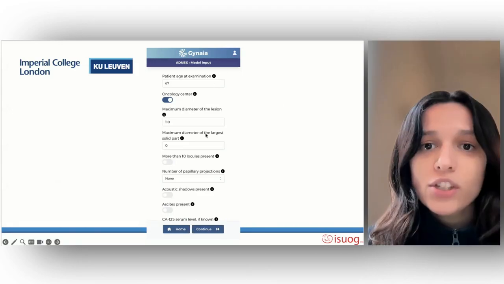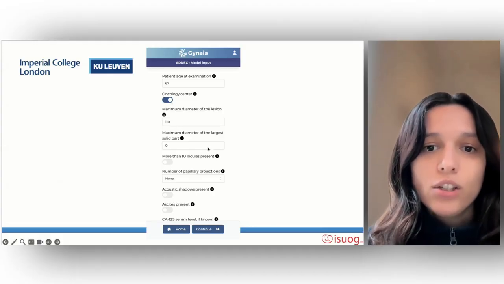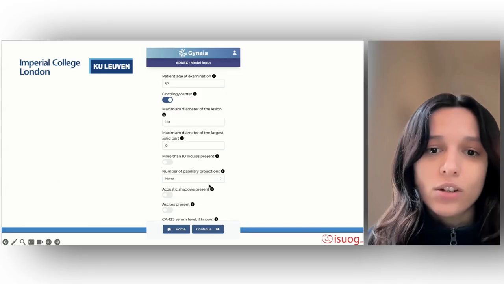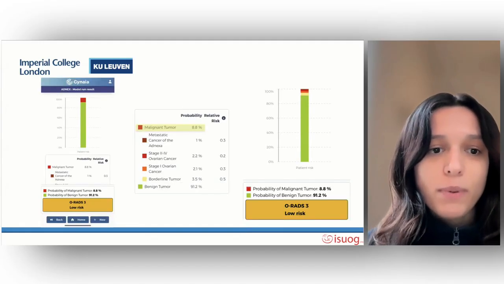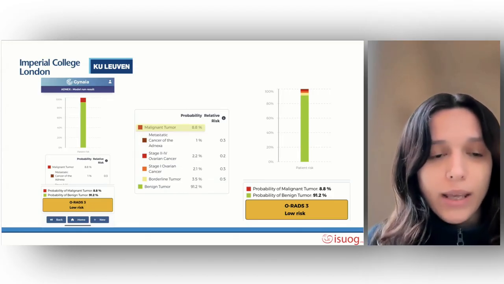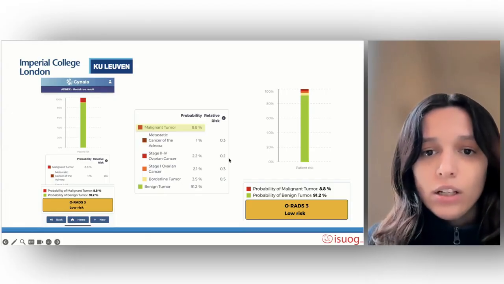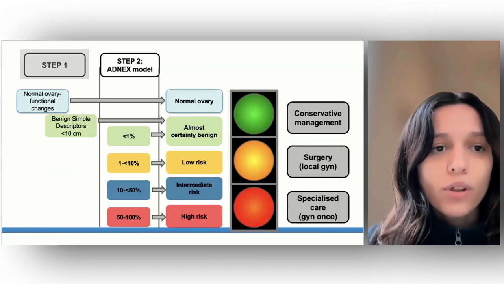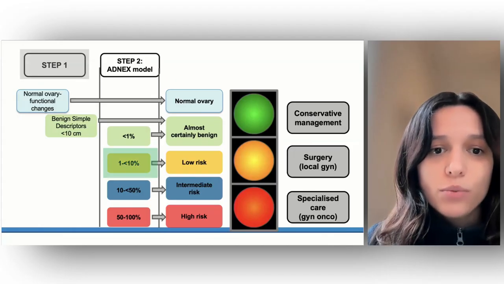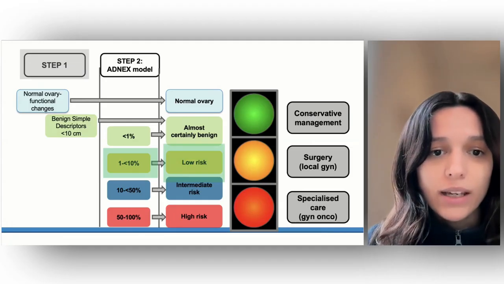Again, inputting this information into ADNEX: 67, oncology center yes, maximum diameter 110, no solid components, fewer than 10 cyst locules, no papillary projections, no acoustic shadows, and no ascites. The risk of this being a malignant tumour was overall 8.8%, which would make it an O-RADS 3 lesion, low risk of malignancy. Looking at the subtypes of all different types of cancer, there is an incredibly low risk for any malignant lesion. So although we can't apply the benign descriptors, we can say that there is a less than 10% risk of malignancy, so a low risk of this being a cancerous lesion.